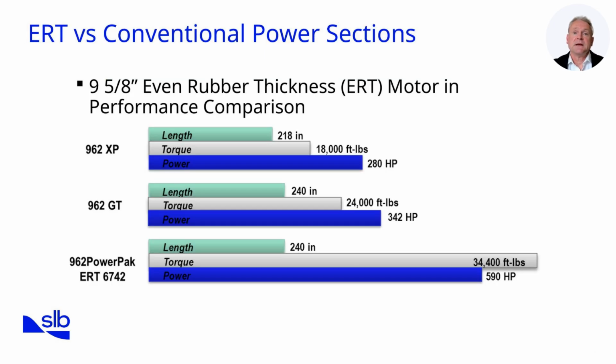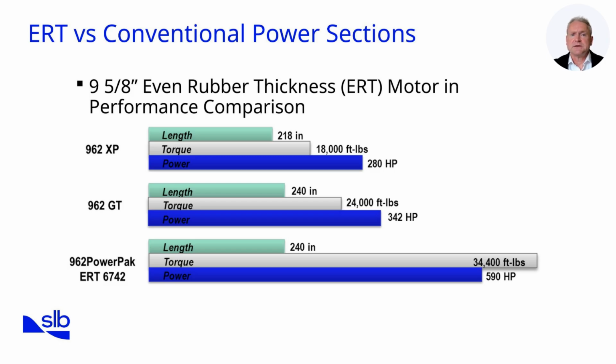This slide compares the performance of conventional power sections with the even rubber thickness motor design, or ERT. Specifically, we're looking at a 9 5/8 inch motor across 3 configurations. On the chart, we have 3 sets of data: the 962 XP, the 962 GT, and the 962 Power Pack ERT. Each shows length, torque, and horsepower.